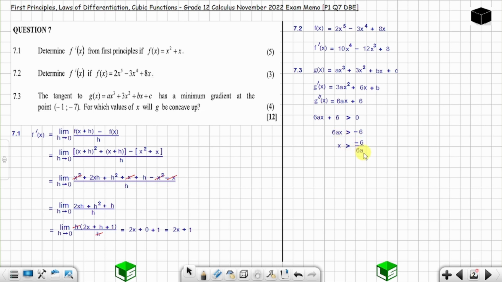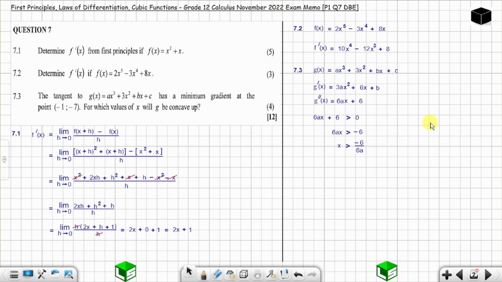Now you don't know a. You are told that the tangent to g of x has a minimum gradient at this point. This is what you have to remember, maybe you have to write this down. A tangent to a cubic function will have a minimum or maximum gradient at the point of inflection. Let me say this again. A tangent to a cubic function will have a minimum or a maximum gradient at the point of inflection.